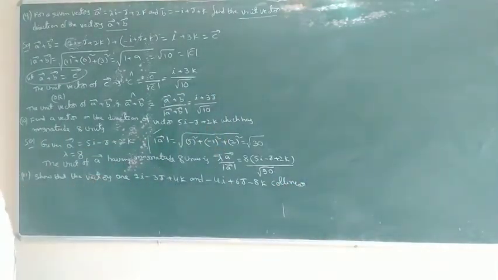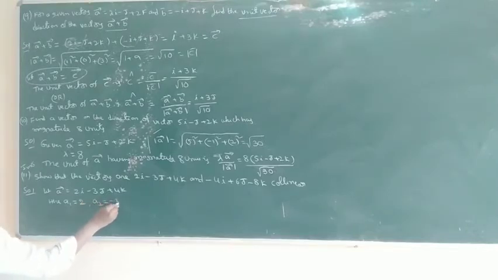Show that these two vectors are collinear, parallel, both are same. Very, very important point. Solution. Let a bar is equal to 2i minus 3j plus 4k. Here a1 means the i component, the scalar component. a1 is equal to 2, a2 is equal to minus 3, a3 is equal to 4.